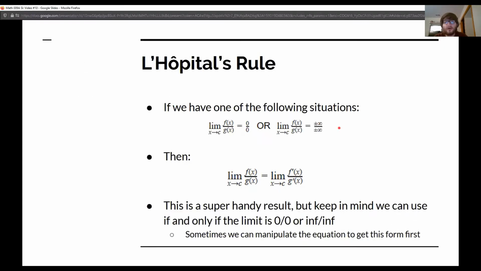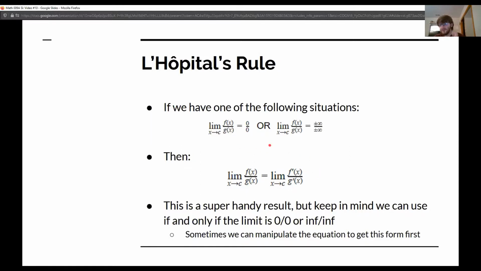Okay. Finishing off, we have L'Hopital's rule. We have one of the following situations where the limit as x approaches c of f of x over g of x is equal to 0 over 0, or if we have a limit of that form is equal to plus or minus infinity over plus or minus infinity, then we know automatically that this limit of f of x over g of x is equal to the limit of f prime of x over g prime of x. This is a super handy result, but keep in mind we can only use this in one of these two situations.